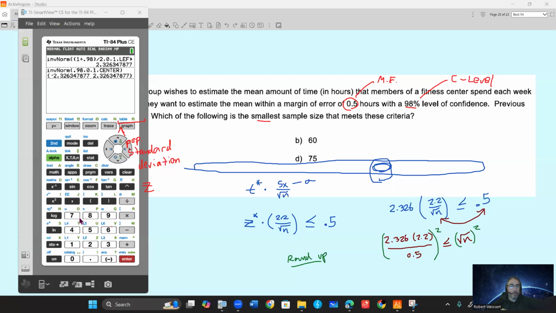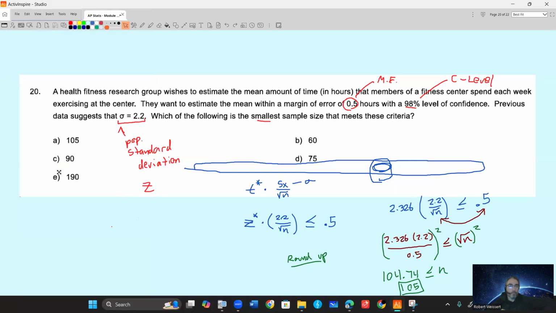So I'm going to do all that in my calculator. 2.326 times 2.2 divided by 0.45. I'm going to hit enter, and then I'm just going to hit the x squared button and press enter. And that's going to give me 104.74. You can't ask a partial person. So your n is going to be greater than or equal to 104.74. So we're going to bump that up to 105. So 105 will be the smallest sample size with that confidence level. And it's going to be option A.